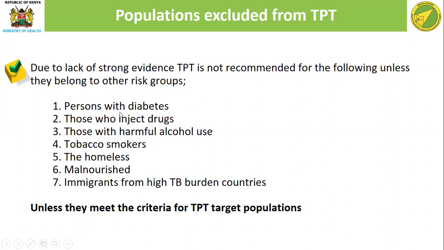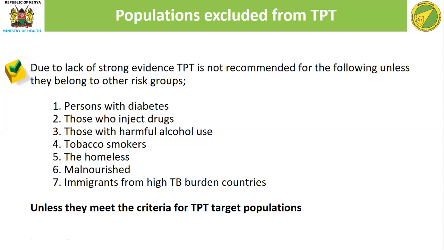Then these others: people who inject drugs, people with harmful alcohol use, the smokers, the homeless, because of their numbers and also issues to do with follow-up. We asked ourselves, if we initiate TPT to the homeless, how easy will it be for us to follow them up? So for now, we said we'll not include them. Maybe we start with the populations that are well defined, see the uptake, then maybe later on we can find ways to reach out to these populations.